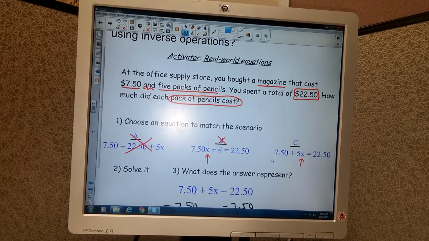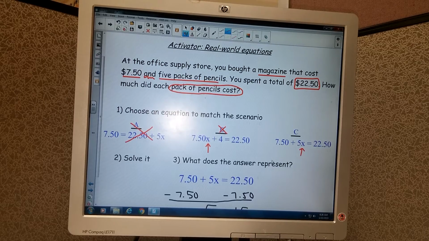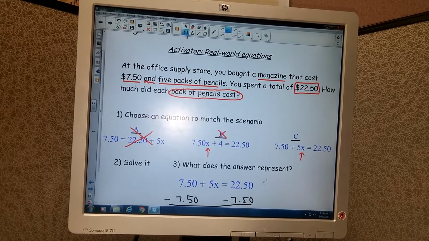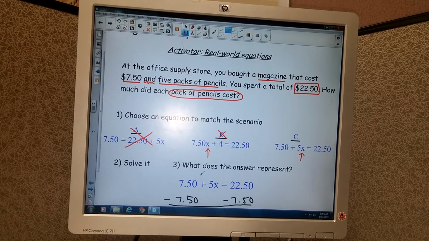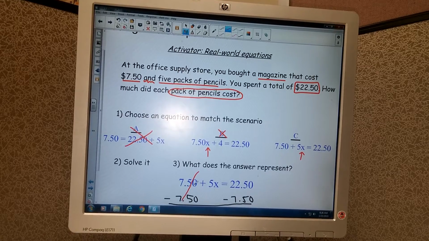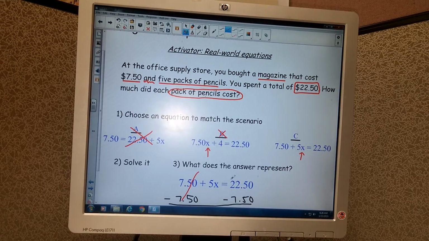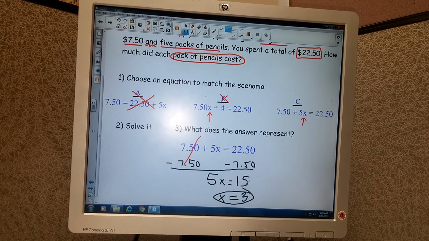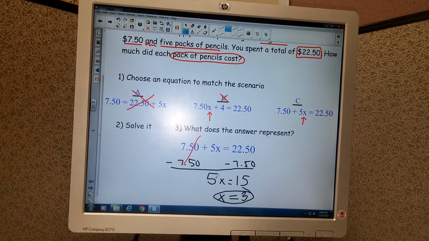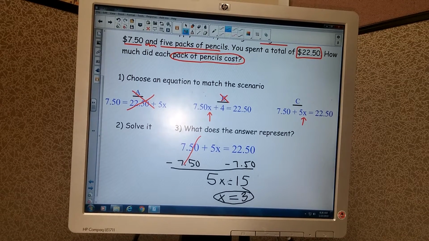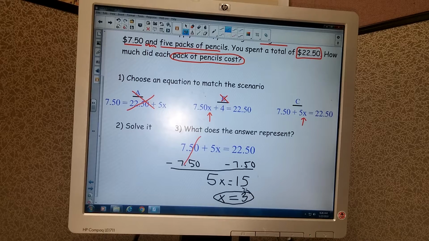And when we solve this using our regular skills for two-step equations, we take away 750 from each side. That allows these to cancel out because 750 minus 750 is 0. Over here you take 750 away from each side, you get 15. Bring down the 5x. 5 times x is 15. 5 times 3 is 15.